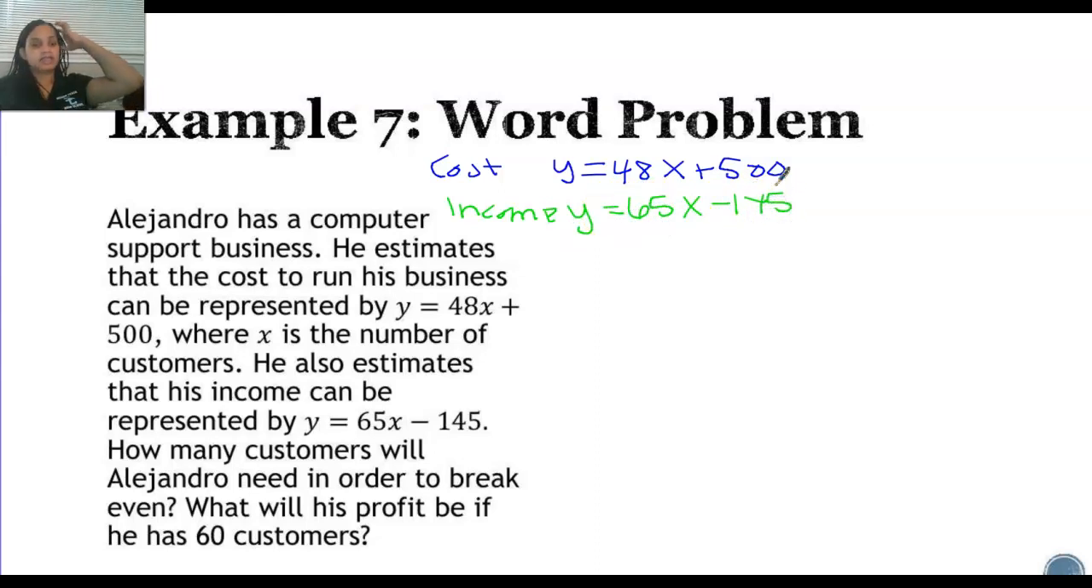Alright, how many customers will Alejandro need in order to break even? What will his profit be if he has 60 customers? So in order to break even, they're asking you, when will these two be equal to each other, the cost and the income? When will the cost and income be equal?